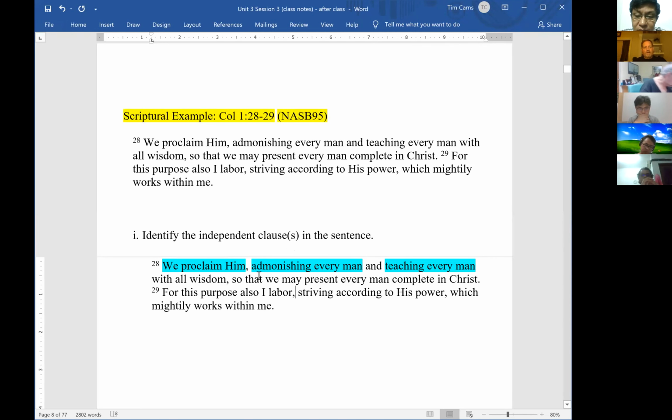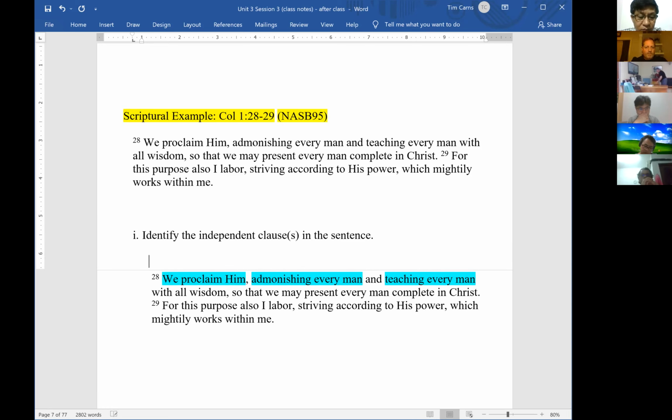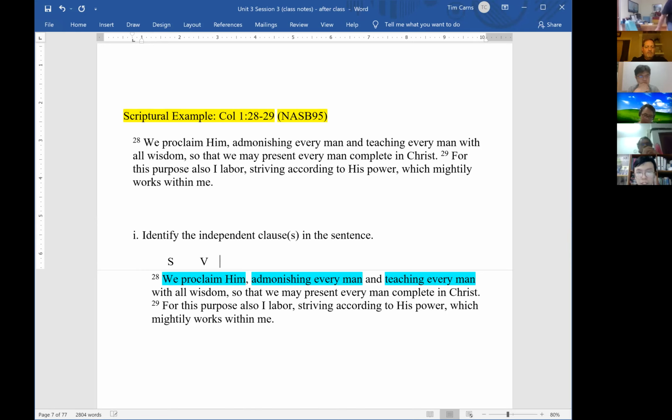Let's take a look at this. Okay, we proclaim him. So where's my subject on this one? We proclaim him. Where's the subject, verb, and object? The subject is we. The verb is proclaim. And the object is him. Okay, good. So we have the subject and verb and the object of that independent clause.